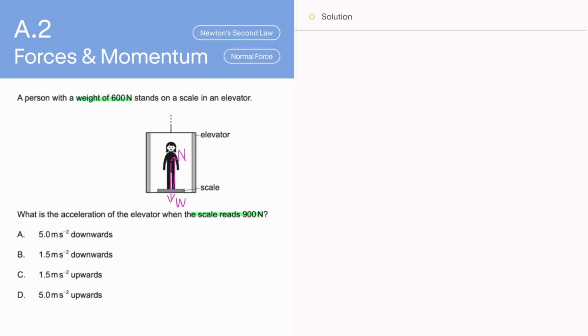Welcome back. Let's work step by step. First, let's define upwards as the positive direction. It is a good habit to define the positive direction when you are handling vectors.